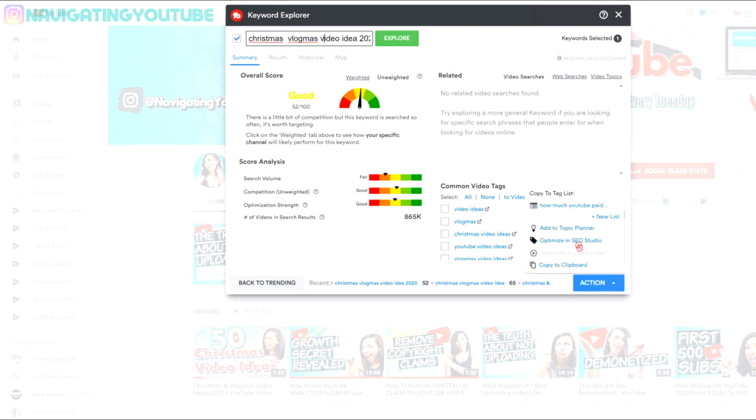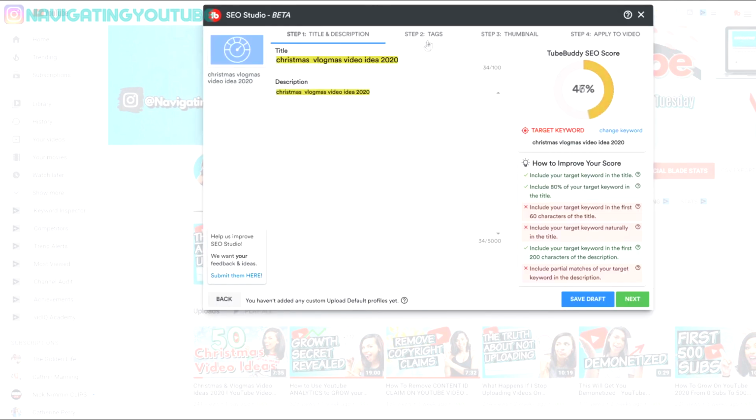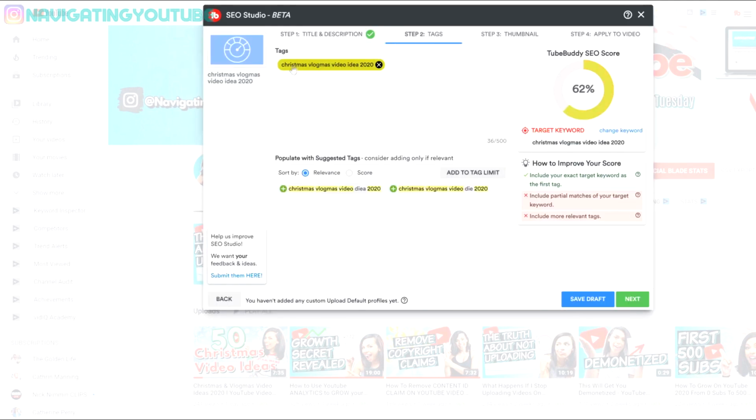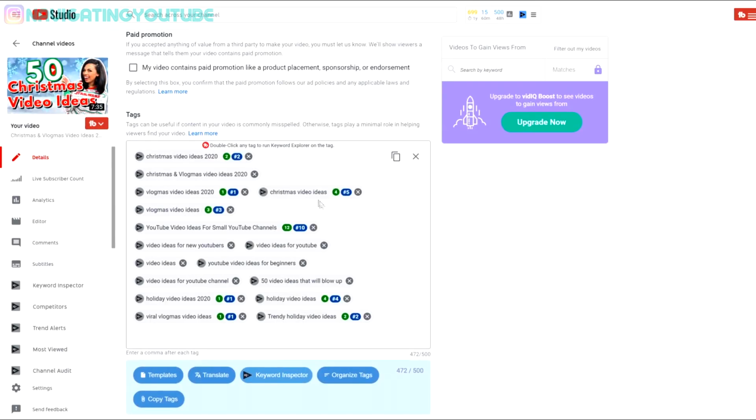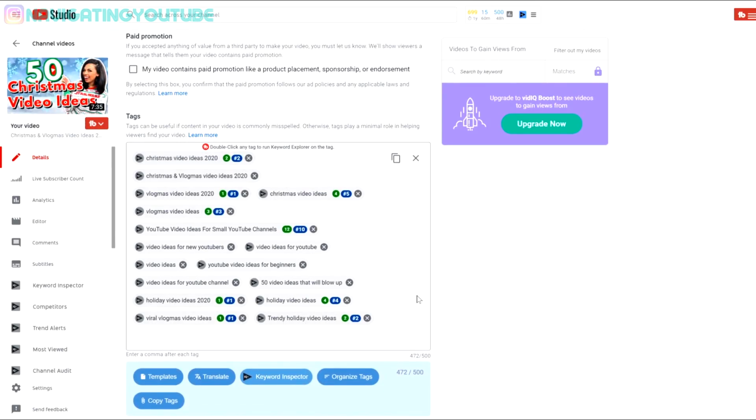So I went ahead and optimized it in SEO Studio. I went to tags, and this is where I basically create as many tag ideas as I can that are centered around Christmas and Vlogmas video ideas for 2020. These are the tags that I chose. It's been about 24 hours and this is how I'm ranking. So the very first one is Christmas Video Ideas 2020.